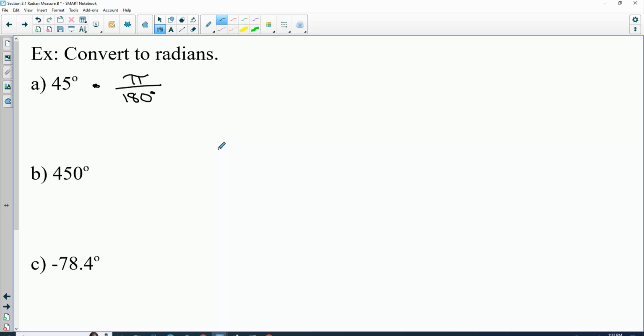When we do that, we want to keep it in terms of pi. So don't put the pi in your calculator. If you're just multiplying across, we get 45 pi over 180. Or if we reduce that, 45 over 180, give that to me as a fraction. So we'll write this as pi over 4. So 45 degrees is pi over 4 in radians.